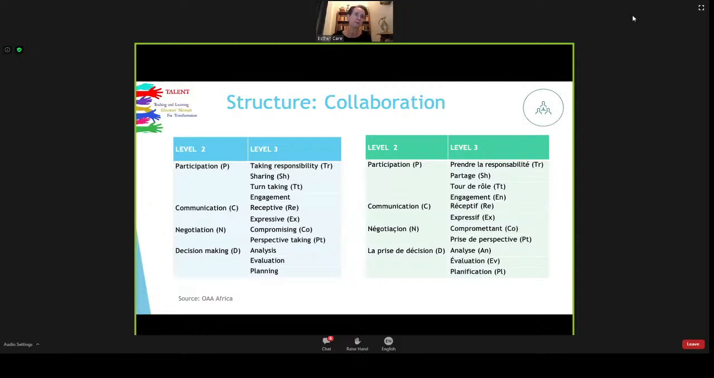Very briefly, you can see here the actual structure for collaboration that we worked from in the OAA Africa countries. You can see the major sub-skills of participation, communication, negotiating, and decision making. And then they again have sub-skills below them. So we often say sub-skills and sub-sub-skills, or you can say strands and sub-skills, many ways. So these are all the different parts just for that one skill.